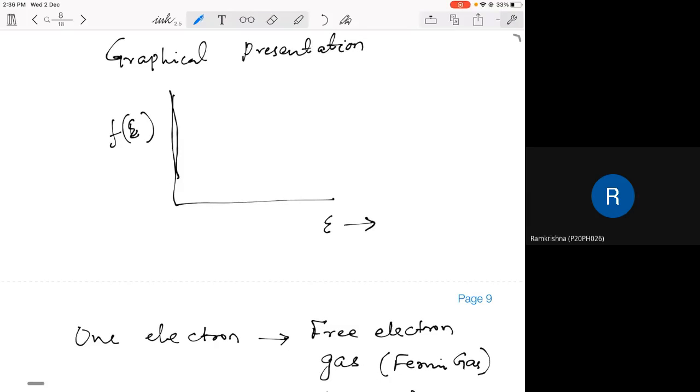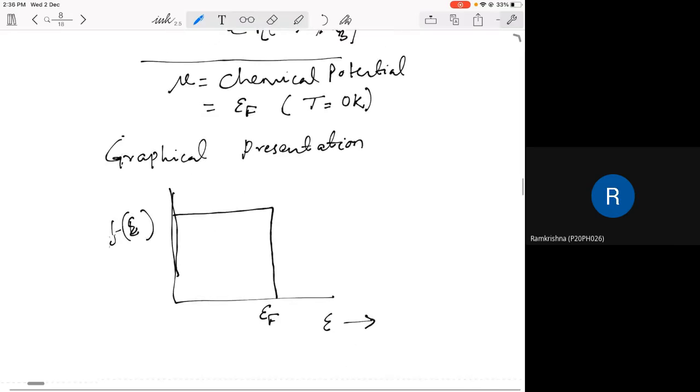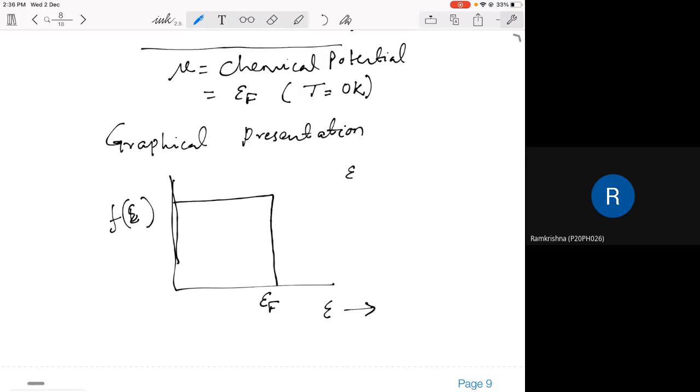So at t equal to 0, I have EF. So when you look at the function, for energy E less than EF, all the levels are occupied. The distribution is as such, all the levels are filled, and therefore this distribution is 1.